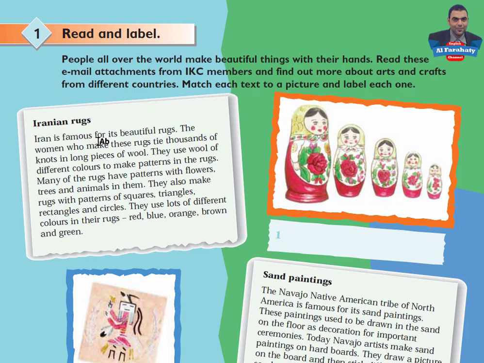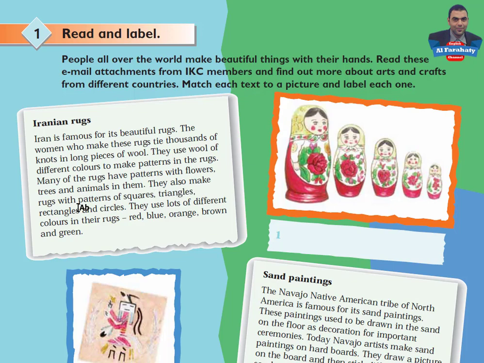Iranian rugs. Try to read with me. Iran is famous for its beautiful rugs. The women who make these rugs tie thousands of knots in long pieces of wool. They use wool of different colors to make patterns in the rugs. Many of the rugs have patterns with flowers, trees, and animals in them.